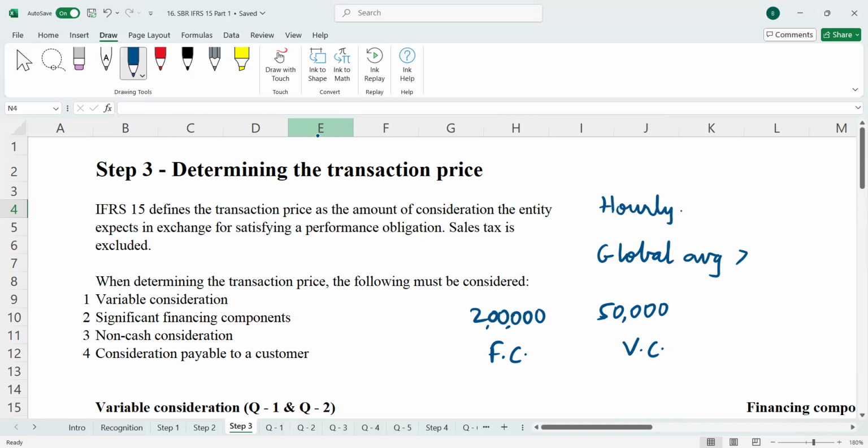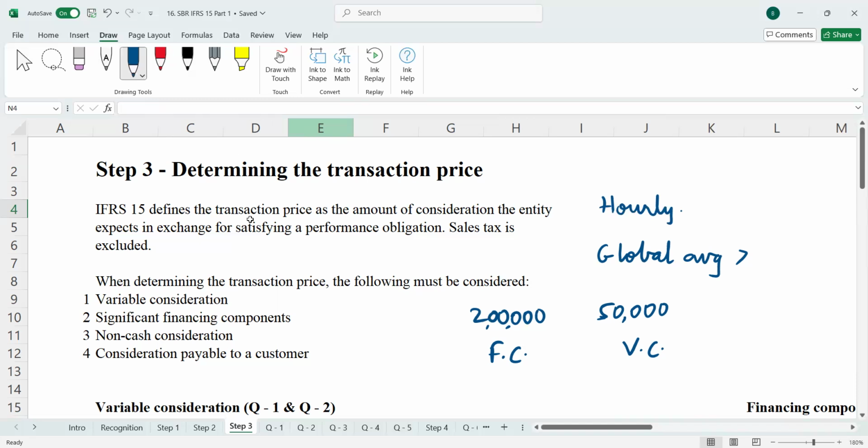See, I'm not concerned with 2 lakh. I'm concerned about the variable. Should I include it today or should I wait for the future? So based on the past experience of the entity, it needs to determine, were we able to achieve this kind of activity in the past? If yes, then recognize it. If no, then do not recognize it.